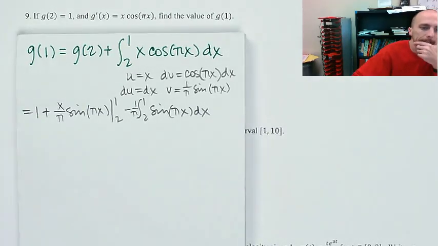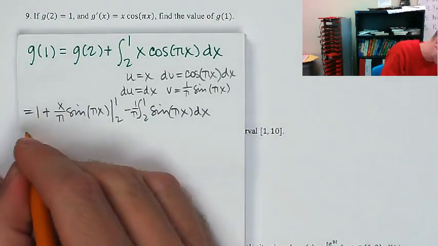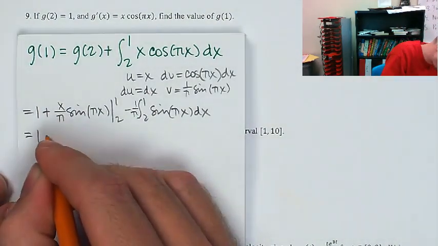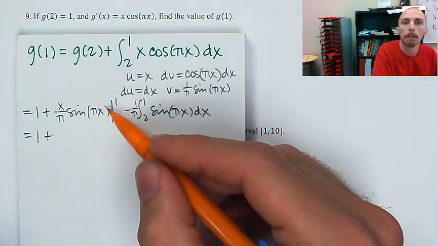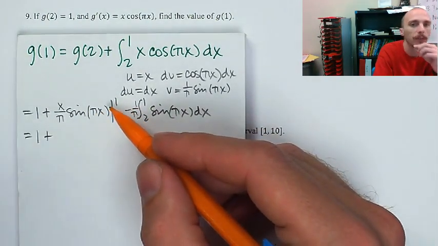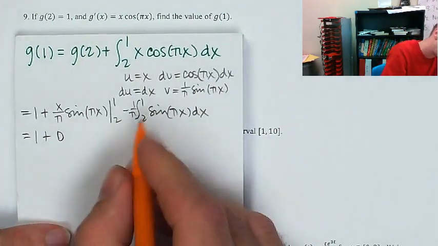Okay, and what's going to happen here? All right. 1 plus, now, sine of pi and sine of 2 pi are both 0. Okay, that's going to be very helpful. That's just going to be 0 minus 0. That's going to make my life way easier.